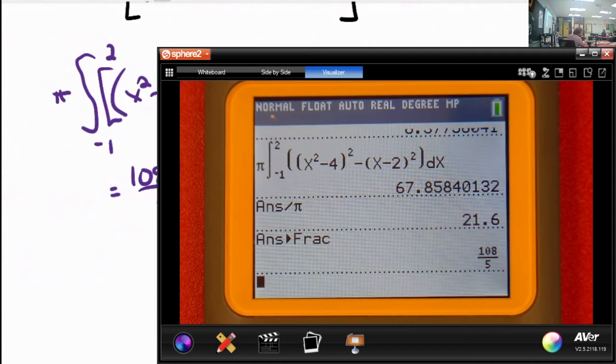Which is 67.858. Units cubed, I suppose. These are volumes after all, so go ahead and put that on there.